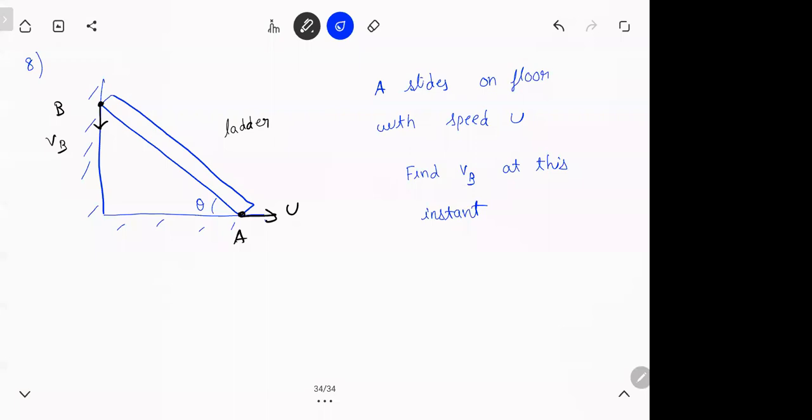Try, I'll give you a minute. Hope the question is clear. When the ladder is sliding, you know the ladder on the wall also will slide down. So there is a relation between them.